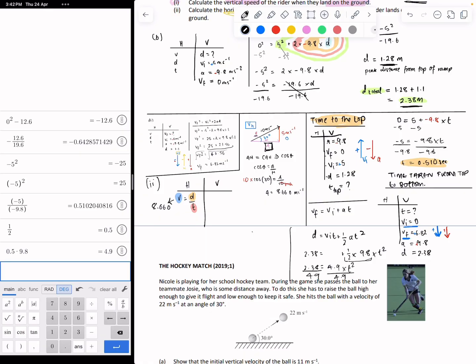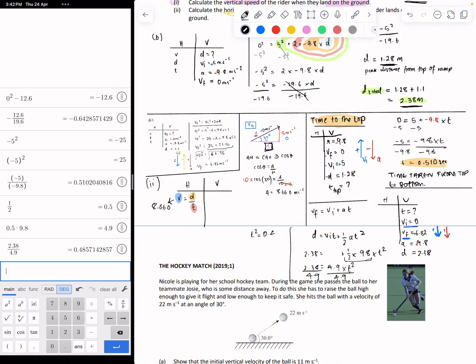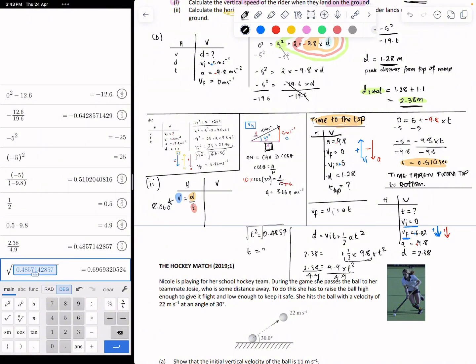T squared equals 0.4857. To get rid of the square, I have to square root both sides. And so I'm left with t equals 0.69. Okay, and so this right here is the time taken to get from the top to the bottom.